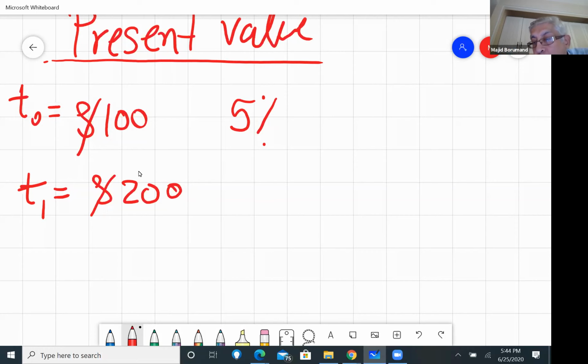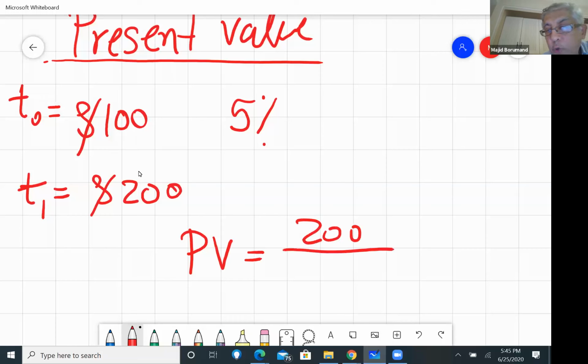For you, because you want to make a decision on a business, right? For you, this $200, because you have borrowed, your cost of capital is 5%, right? You borrowed $100 at 5%. And you want to make a decision on investment or not. So for you, you have to find the present value of your $200, right? Present value of $200 for you is 200 divided by 1 plus 5%, okay? Because your cost of capital was 5%.